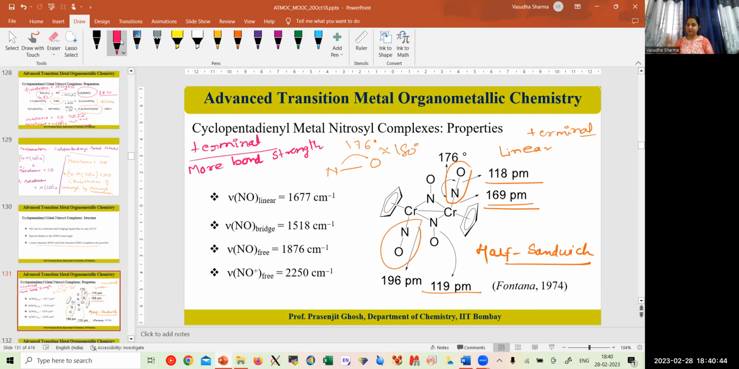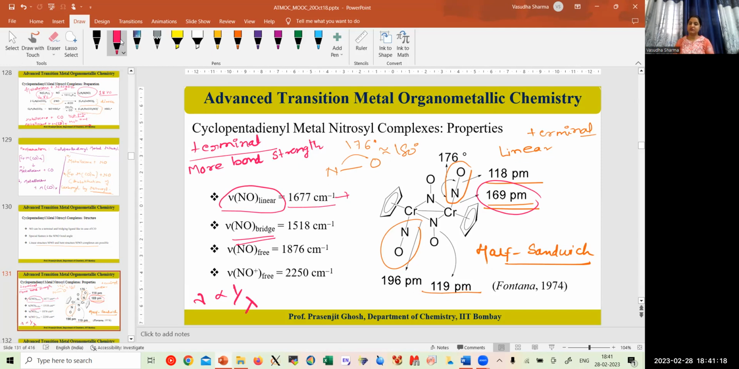So both in case of NO or metal-NO, in both cases this bond length is less. When the bond length is less, the bond is stronger. That means the frequency would be more. As you can see, if we compare nitrosyl linear, it is 1677, whereas in bridge it is 1518. So this is having more strength. More frequency means more strength. So that's why its bond length is less compared to the other one. So frequency is inversely proportional to the length.